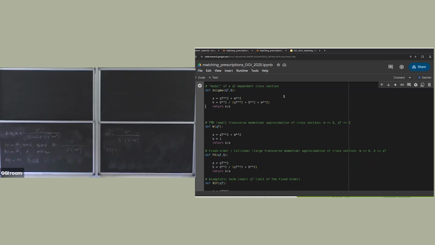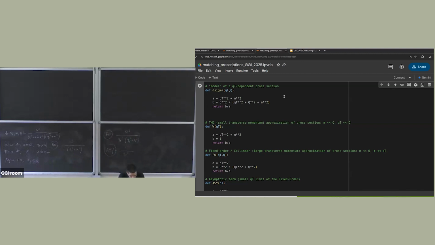What about the asymptotic limit? The asymptotic limit is defined as the low Qt limit of the fixed order. What do I get? 1 over Qt square. Because Qt is small compared to Q, this Q square cancels with this Q square, so I'm left with 1 over Qt square. Okay, so we have our three approximators, W, fixed order, and asymptotic.